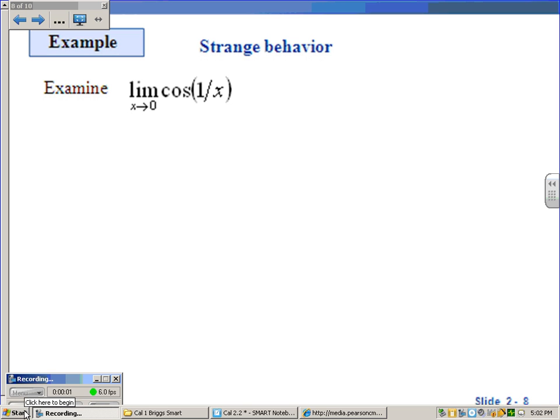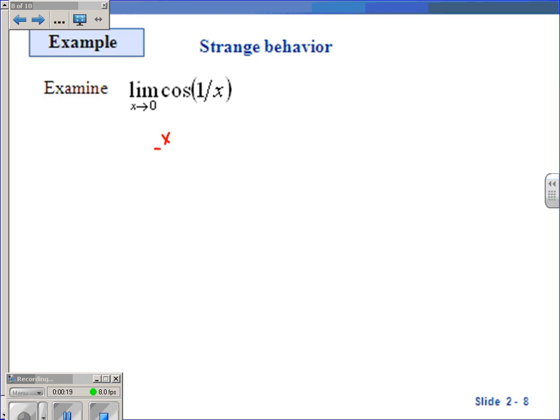I want to look at a function that is a little different than what it first appears. If we were trying to investigate the limit of cosine of 1 over x as x approaches 0, we would choose x values that were getting closer and closer to 0. So let me choose some x values. Let's say 0.001 to start with, and then 0.0001, and then 0.00001. So they're getting closer and closer to 0.